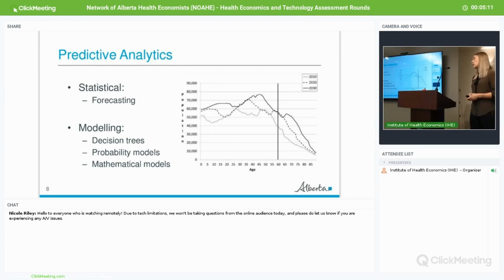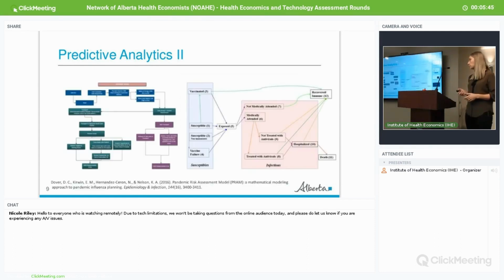Moving into predictive analytics, the first and most common type would be statistical predictive models. These could be time series forecasting. On the right, you can see a demographic plot that my boss Sean did, and this is population projections for 2020 and 2030. And then we also do a lot of modeling, so this might be decision trees or another similar probability type model, or we use mathematical models, so our mathematical models might be an SIR model, a dynamic SIR model, or an agent-based model as well.